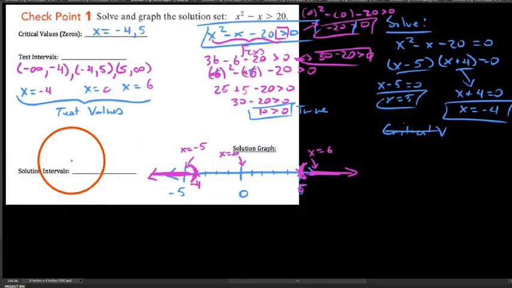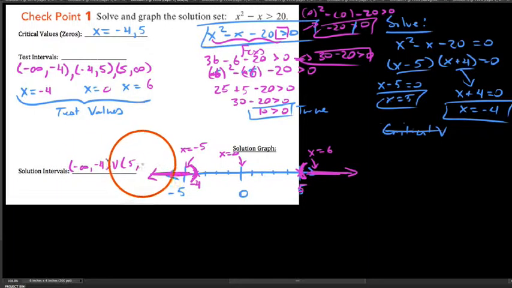And so our solution intervals for this particular function are negative infinity to negative 4, in union with 5 to infinity.